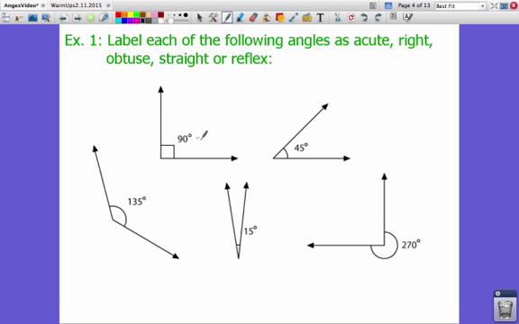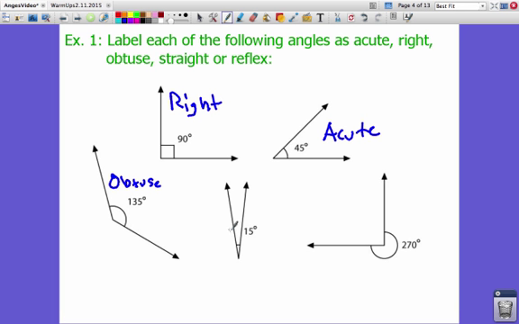Well, this angle right here is exactly 90 degrees, which makes it a right angle. This angle is less than 90, so that makes it acute. This angle here is greater than 90. It's 135 degrees. It's greater than 90, but less than 180. So this is what we would call an obtuse angle.